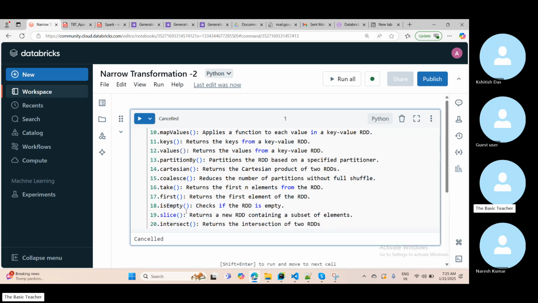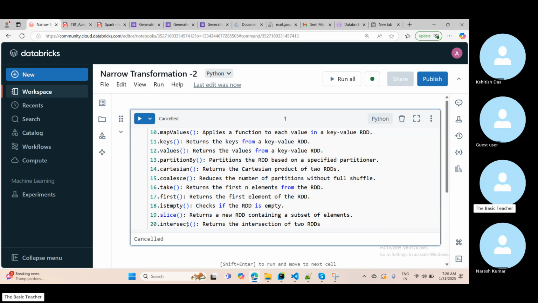And then we have slice. Slice is to return a new RDD containing a subset of elements. You have data, and then you are making slices from there, returning a subset, doing the slicing of the data. You can understand it with that.